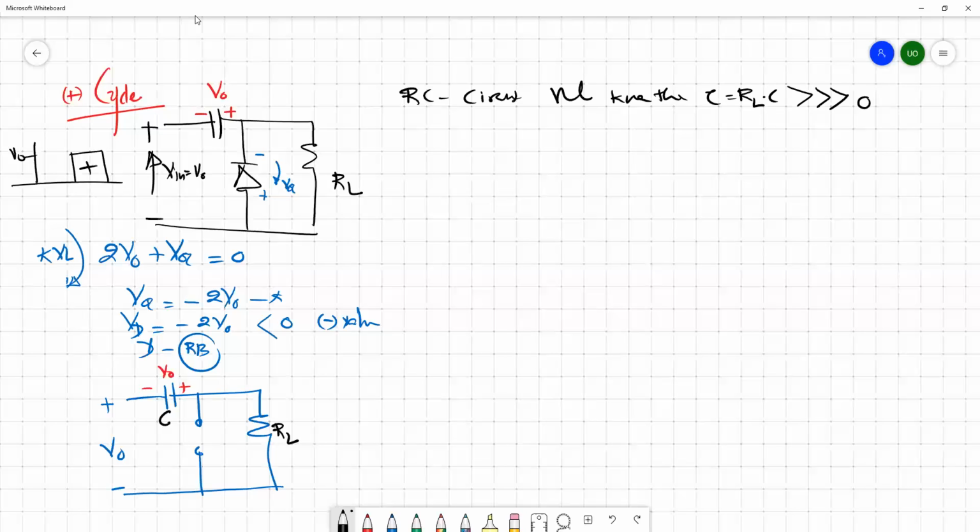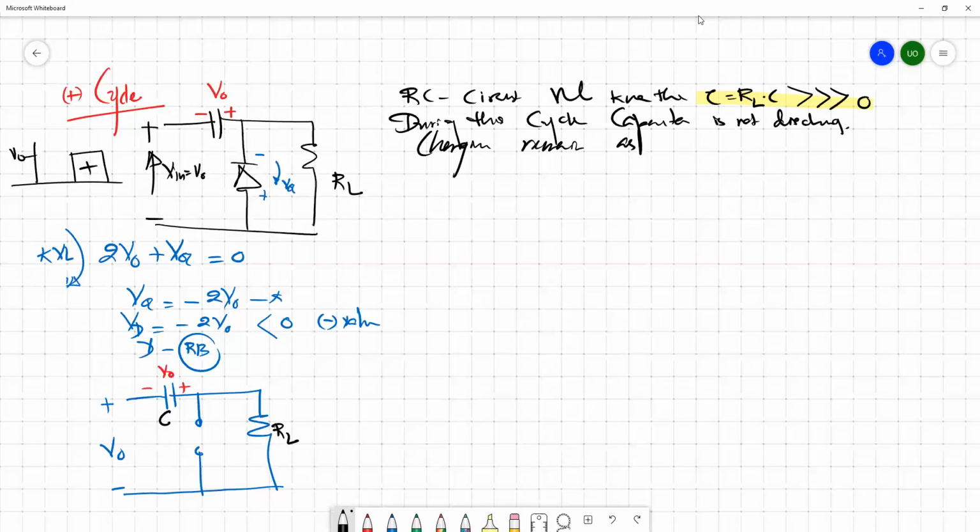So during this cycle, the capacitor is not discharged. Why? This RC constant is pretty much high. Whether this capacitor is charged to V naught, due to this high RC constant, this capacitor never discharges. So it means the charge remains as it is.